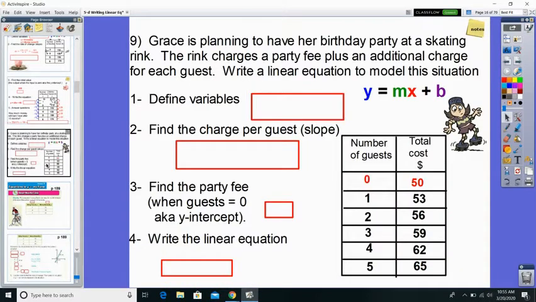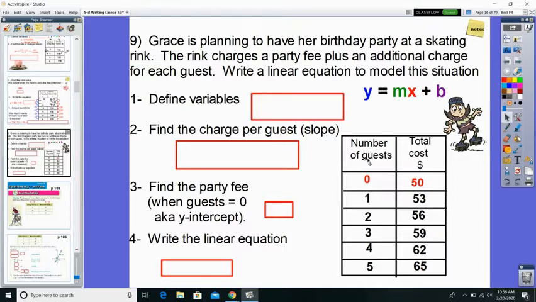Okay, let's look at another quick example. Grace is planning to have her birthday party at a skating rink. The rink charges a party fee plus an additional charge for each guest. Write a linear equation in slope-intercept form to model this situation.